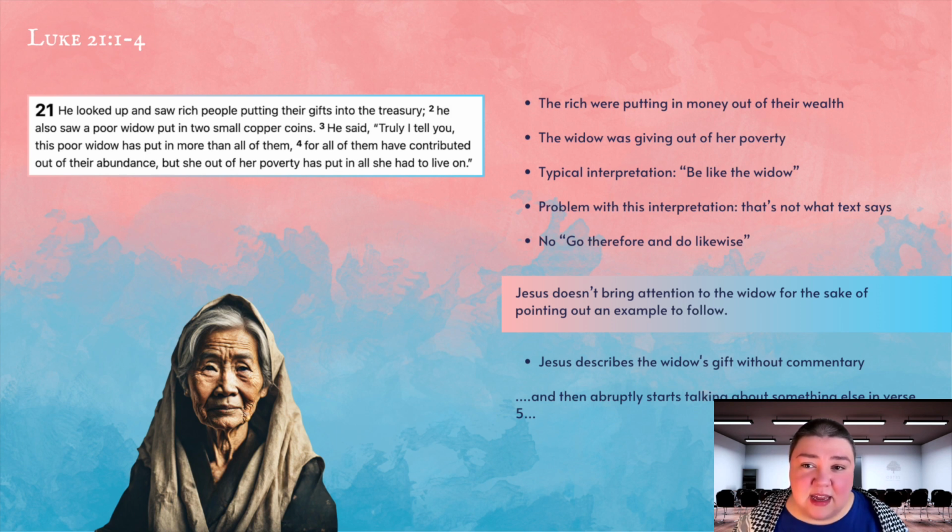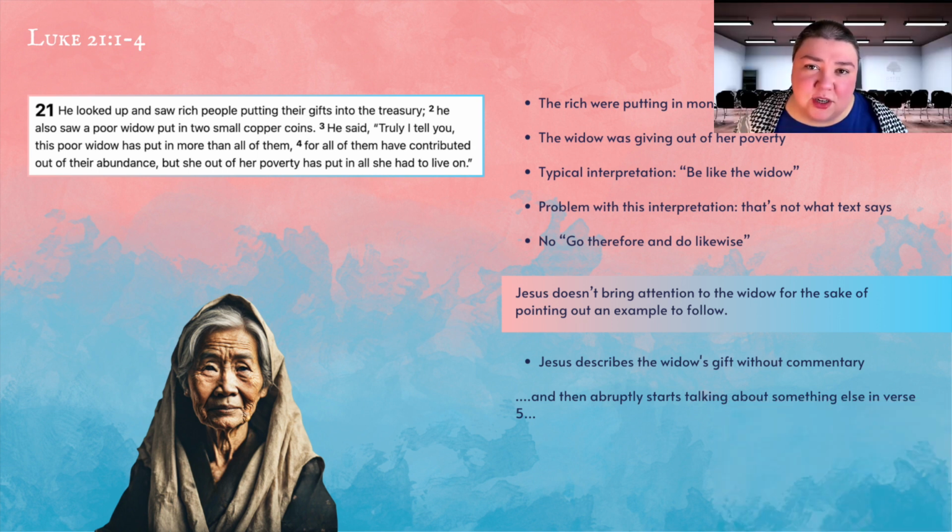It doesn't say, "The widow gave all she had. You should go and give all you have too." That's one of Jesus' favorite phrases. He sees something good and he says, "Go therefore and do likewise." But he doesn't say that here. Jesus doesn't bring attention to the widow for the sake of pointing out an example for his disciples to follow. Jesus describes the widow's gift without commentary and then abruptly starts talking about something else in verse 5. So why does Jesus mention it at all?